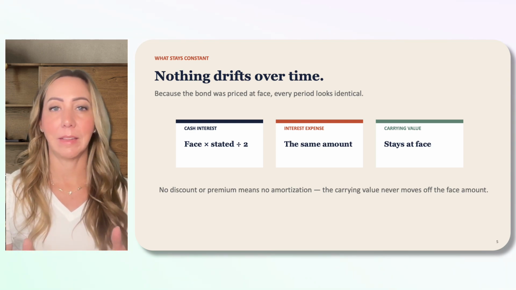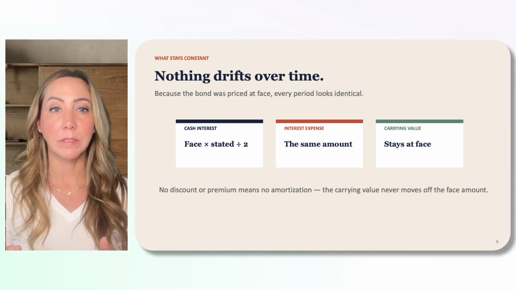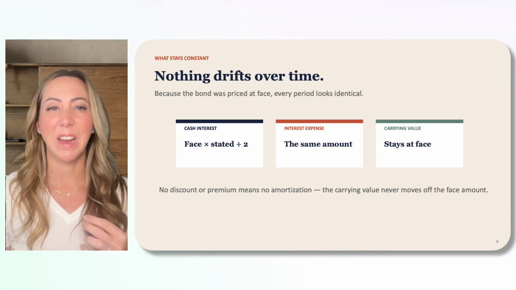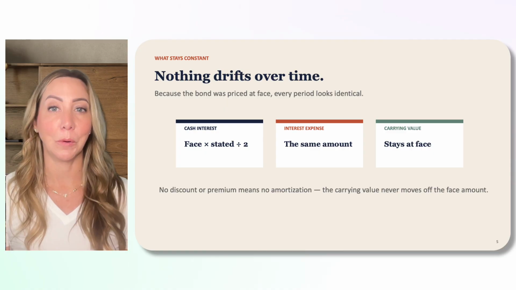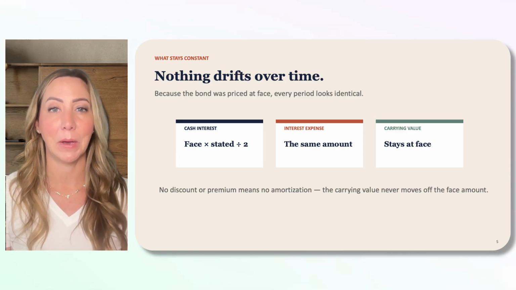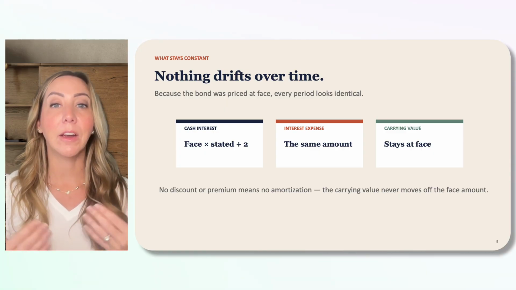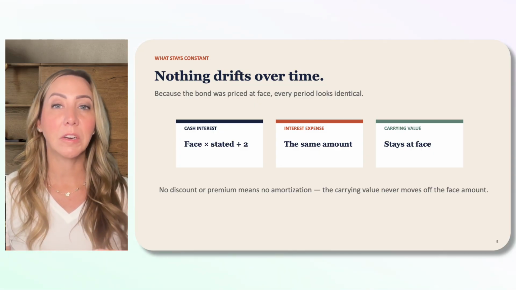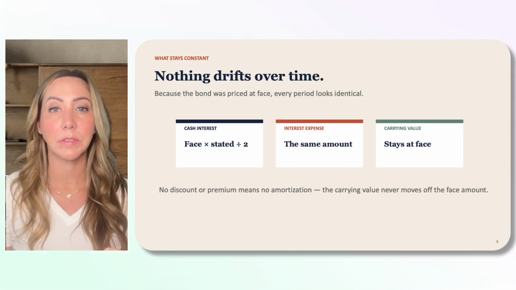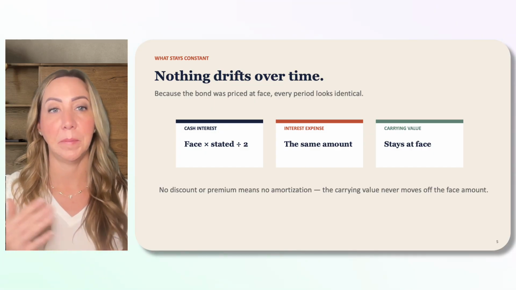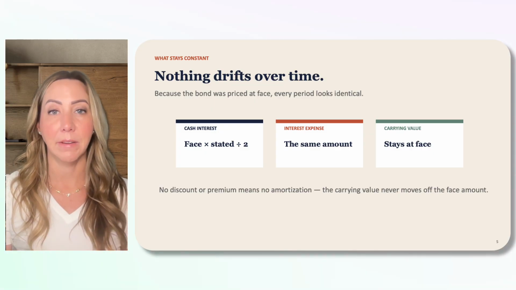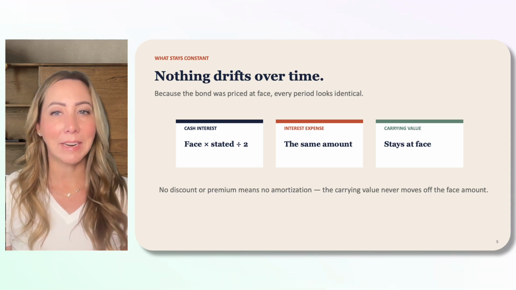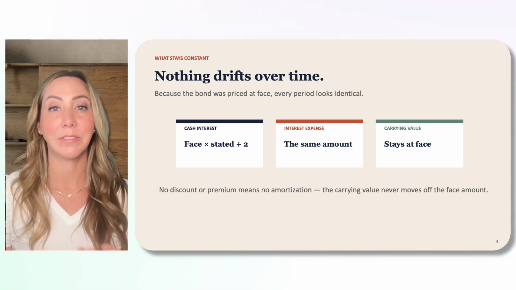Every period looks exactly like the one before it. The cash interest is the face amount times the stated rate divided by 2, same number every period. The interest expense that we record is also going to equal that same amount, again, every period. And the carrying value of the bond, the account sitting in bonds payable, stays parked right at the amount of the face value from the day it's issued until the day it matures. There's no discount to whittle down, no premium to draw off, so the carrying value never moves. It's the moment that the stated rate and the market rate disagree that we have to make adjustments.